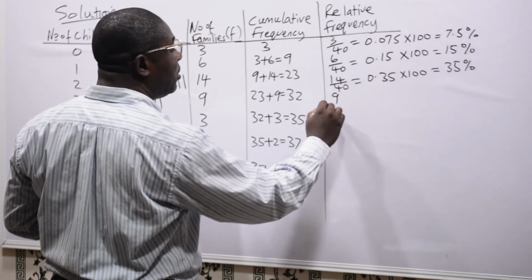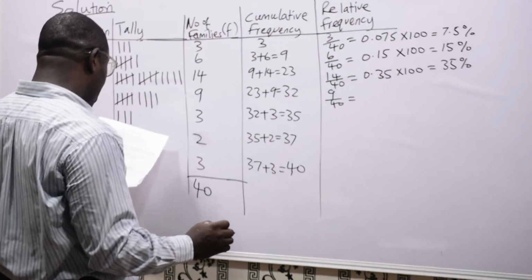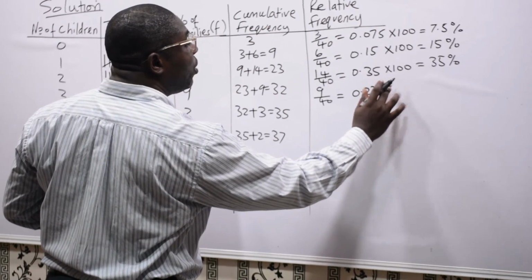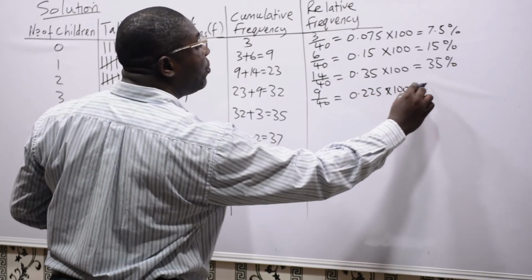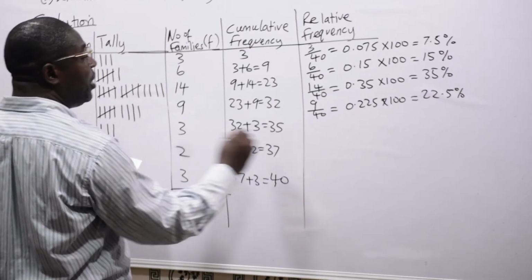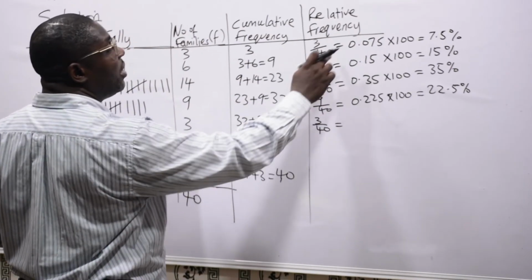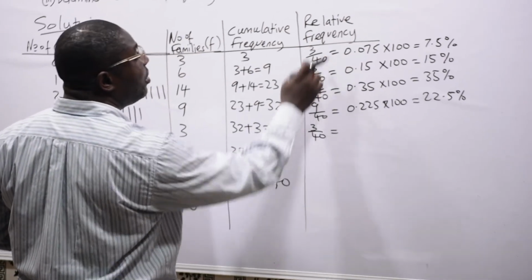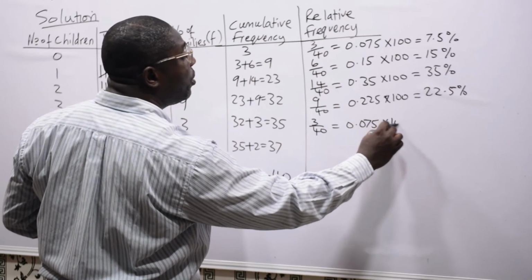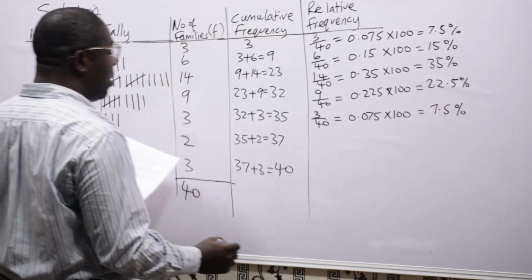The next one is 9. So we're going to have 9 divided by 40 equals 0.225 times 100. That will give us 22.5%. The next one is 3. 3 divided by 40. We already have it here, so we just duplicate this value. So we have 0.075 times 100. This will give us 7.5%. The next one is 2.